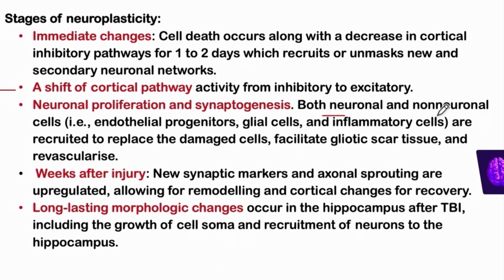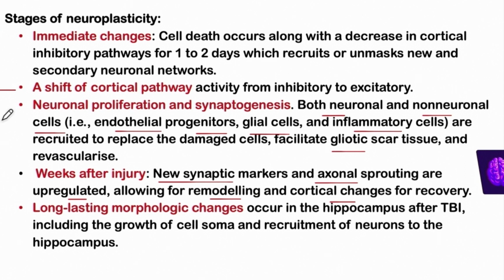Both neuronal and non-neuronal cells, and these are the endothelial progenitor cells, glial cells, inflammatory cells. They're all recruited to replace the damaged cells and facilitate scar tissue formation and then revascularization. So this is a process that takes a bit longer: scar tissue, etc., revascularization for healing to occur. Then weeks after injury, new synaptic markers and axonal sprouting are upregulated, allowing for remodeling and cortical changes for recovery.